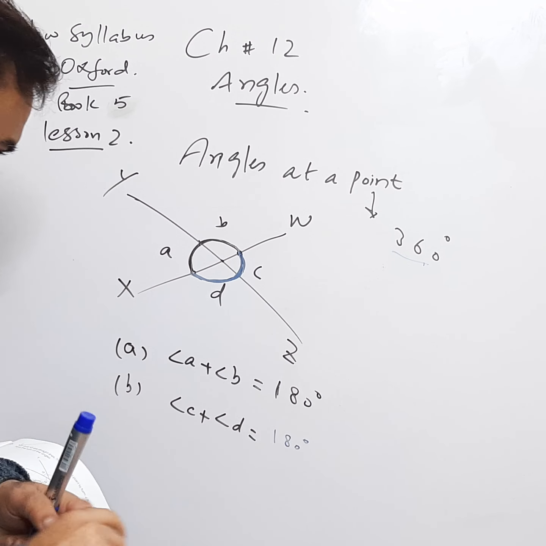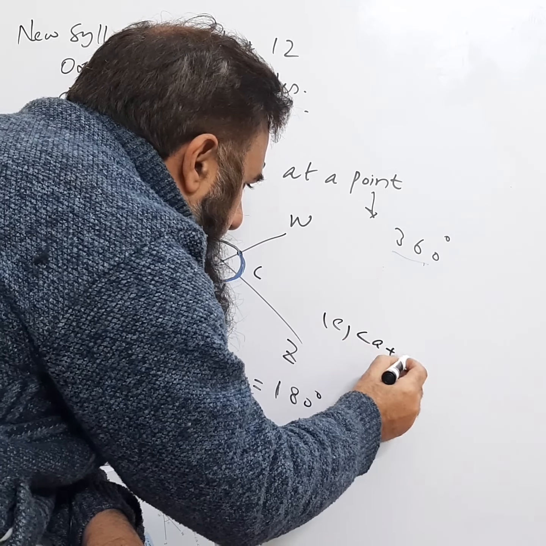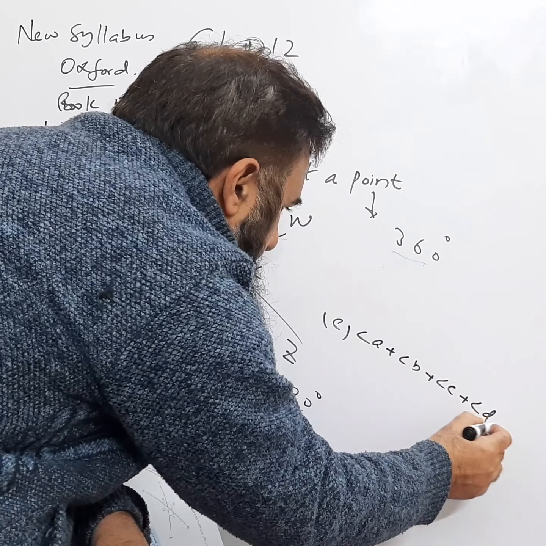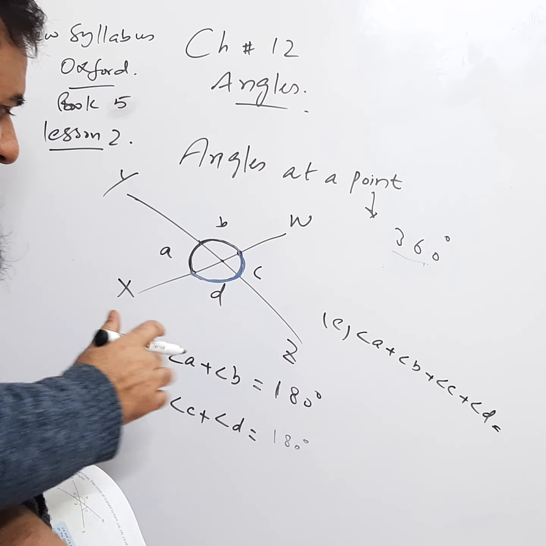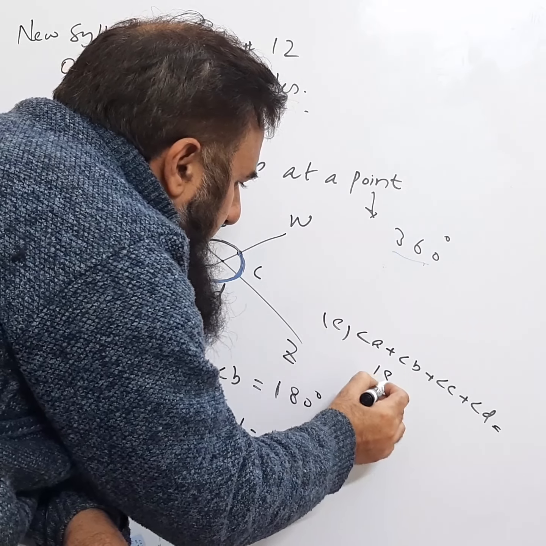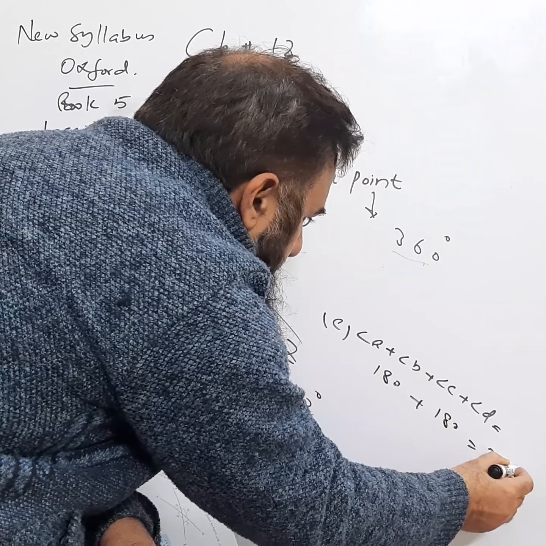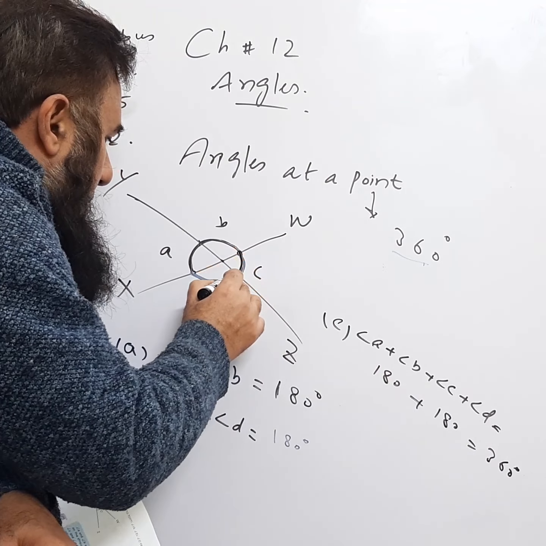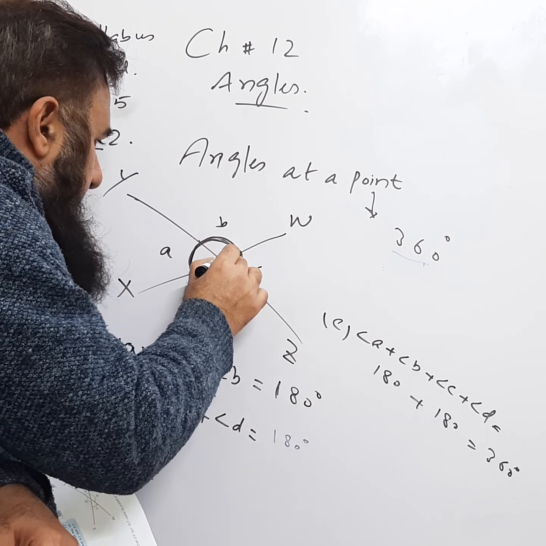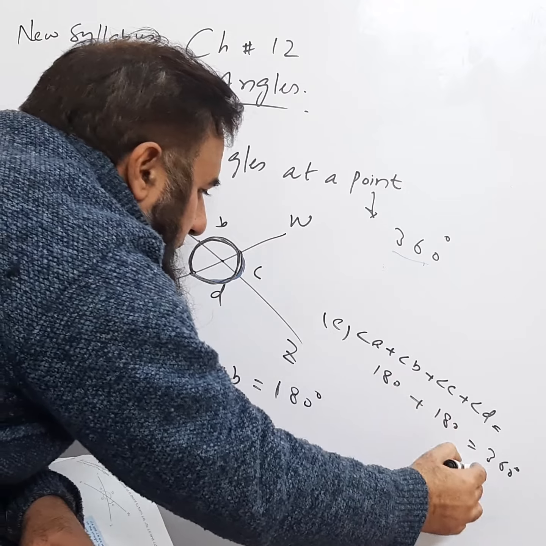And part C. They say angle A plus angle B plus angle C plus angle D, how much? We need to tell. We know that A plus B is equal to 180 and C plus D is equal to 180. So it becomes 360, because it becomes a whole complete circle. A plus B plus C plus D is equal to 360.